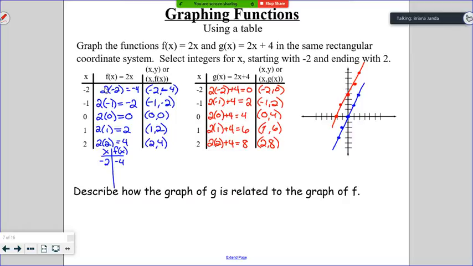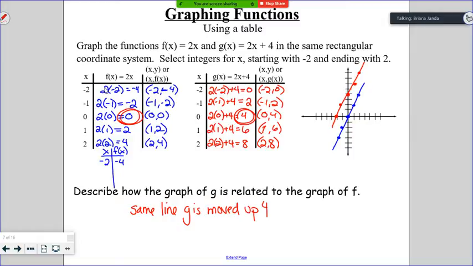To describe the graph, guys, you don't have to get super technical or write a lot. It's very real world speak here. Look at when I plugged in 0, what's the difference in my answers? I got a 0 and I got a 4, and I could compare that same difference for all of these. G was 4 higher than F was, right? They're the same line, but G has moved up 4. That's all it is. So anything indicating the fact that we moved the first one up, they were the same shape, whatever, but moved up 4.